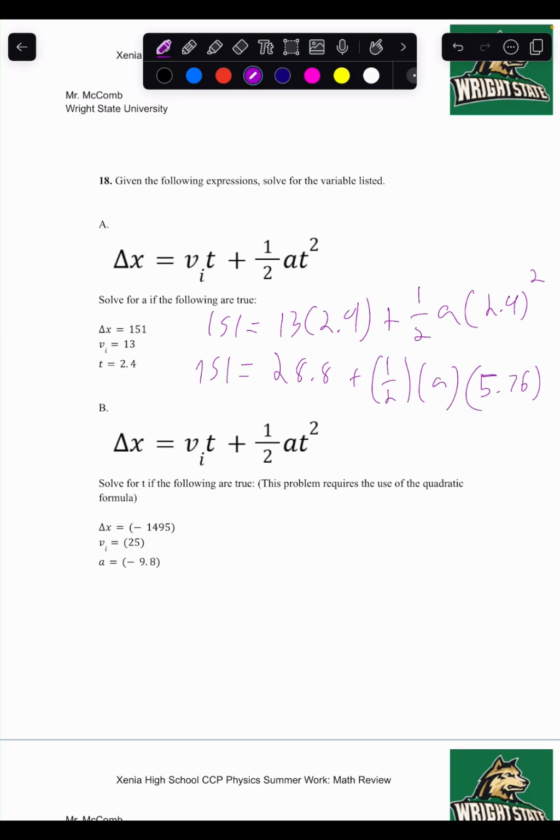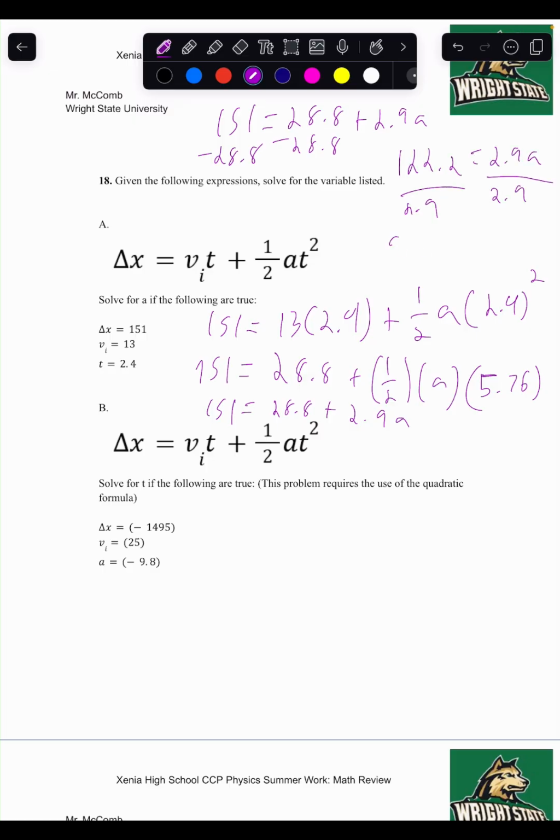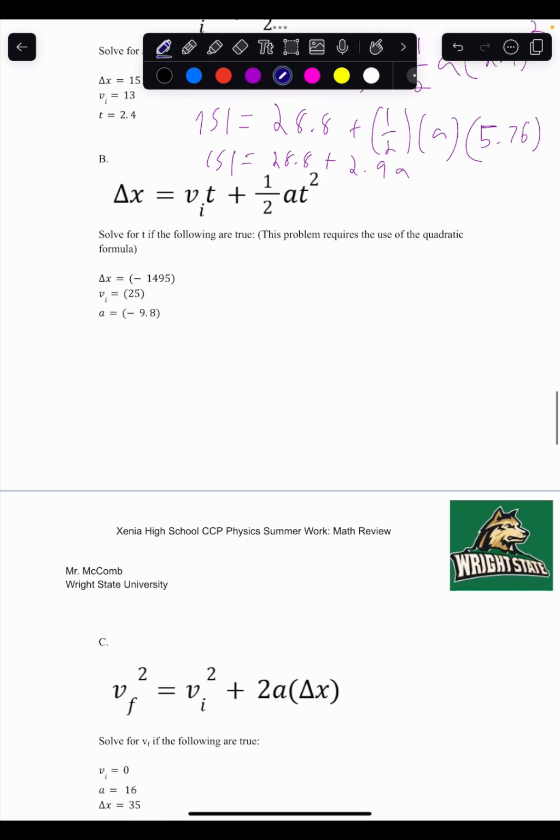Okay, so the next step is 151 equals 28.8 plus half a times 5.6. 5.6 times a over 2 equals 2.8a. Wait, that's 151 equals 28.8 plus 2.9 times a. Subtract 28.8 from each side. 151 minus 28.8 equals 2.9 times a.